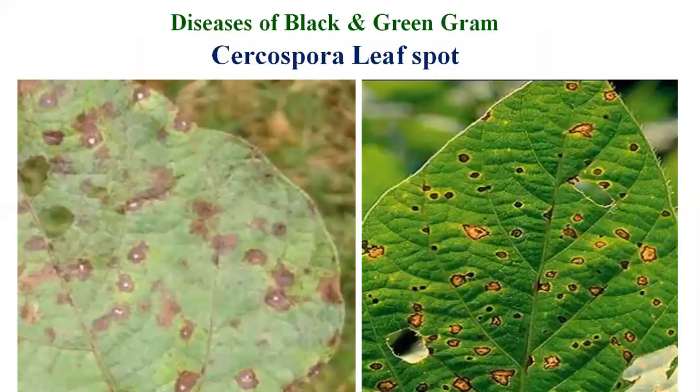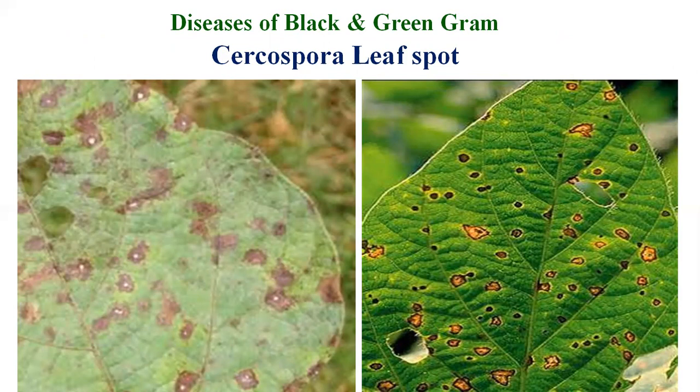Next, pulse crops, that is black gram and green gram. So we are moving towards the diseases of black and green gram. Firstly, start with the Cercospora leaf spot. We are aware of the leaf spot we have seen in groundnut, that is caused by Cercospora arachidicola as well as Cercospora personata. Same condition is here, Cercospora canescens is the causal organism.